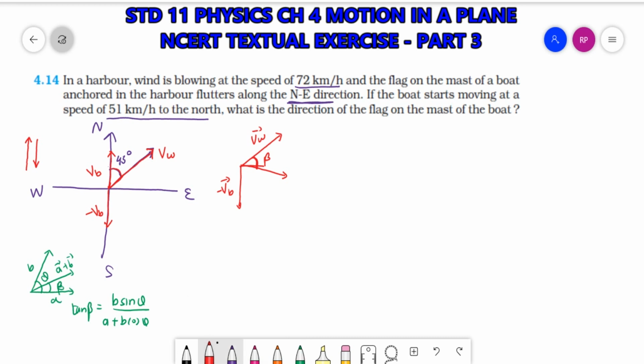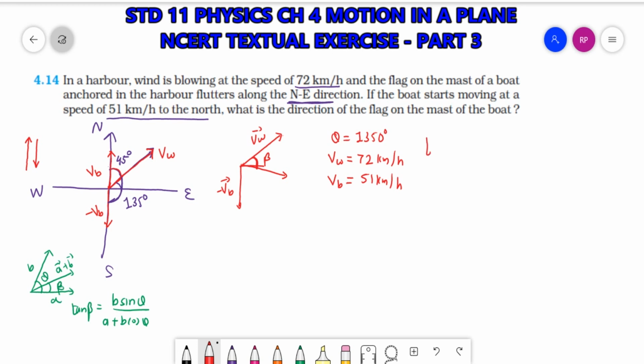In this case, what is the angle between VW and minus VB? See, this angle is 45. So this angle will be 180 minus 45, that will be equal to 135 degrees. So in this case, theta is equal to 135 degrees. The initial vector A here will be VW, and its magnitude, the velocity of wind, is 72 kilometers per hour. The velocity of the boat is 51 kilometers per hour.